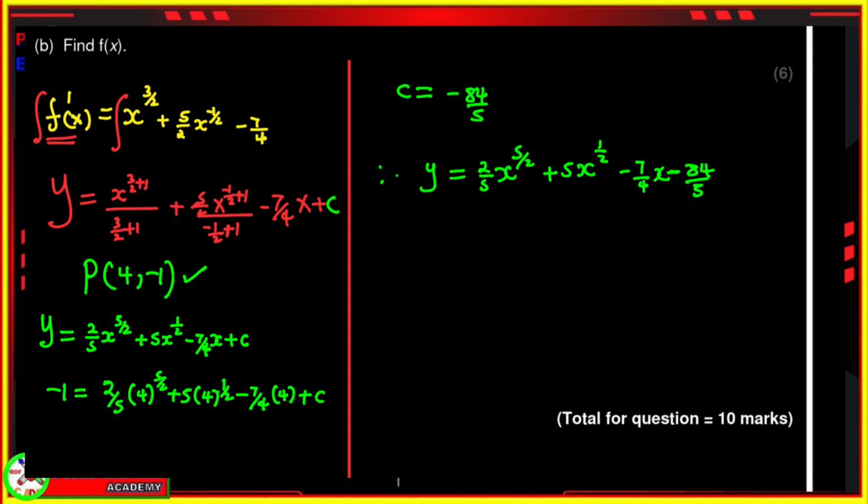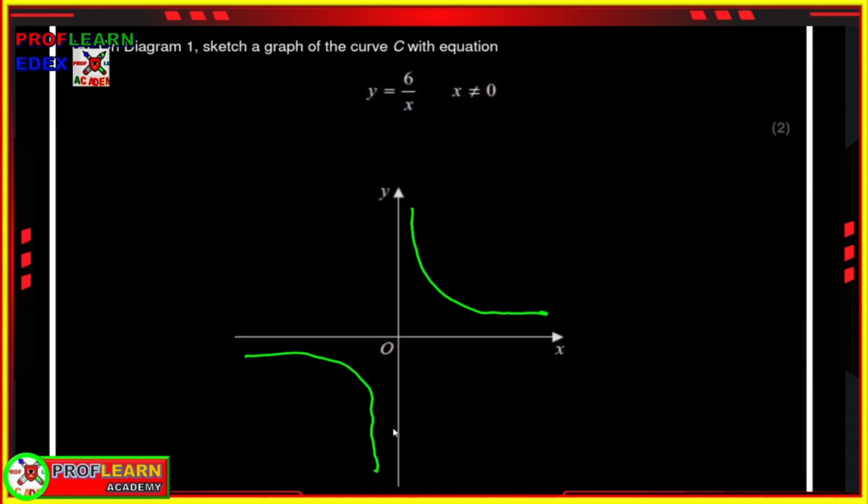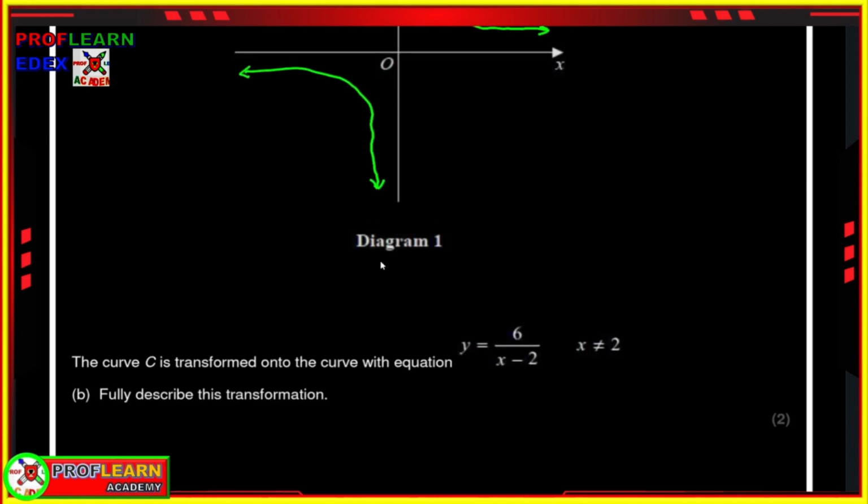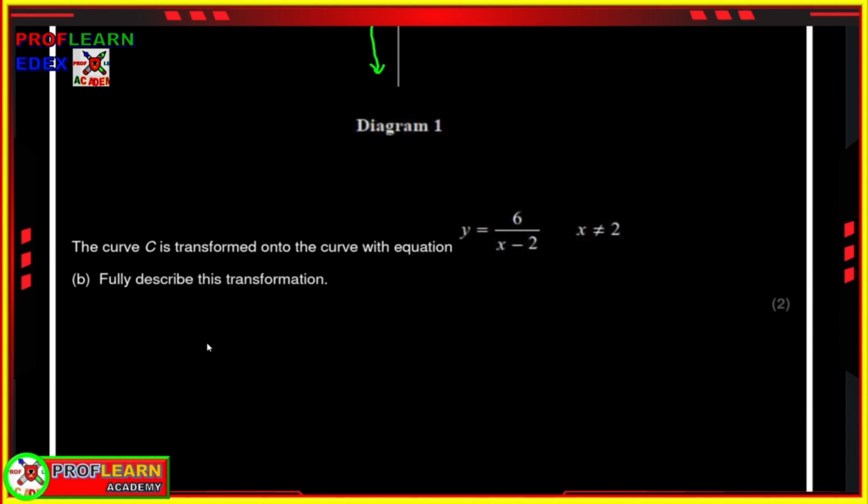We are supposed to sketch the graph of y equals 6 over x, where x is not equal to 0. This is a graph that will behave like this, and at this point we have the x-axis as the asymptote, and also the y-axis is the asymptote. And then we are going to fully describe the transformation that maps the function that we were having to y equals 6 over x minus 2. This is actually a translation 2 units to the right, parallel to the x-axis, right? Okay.